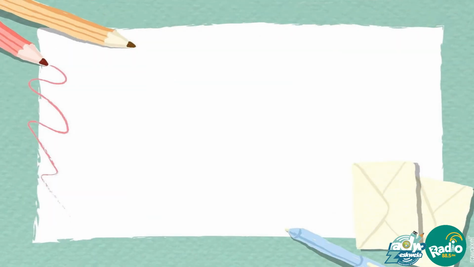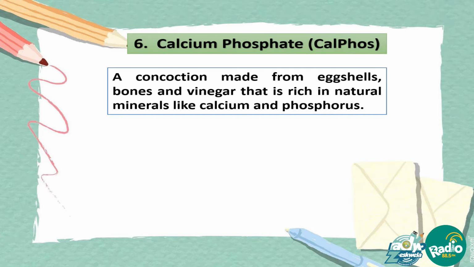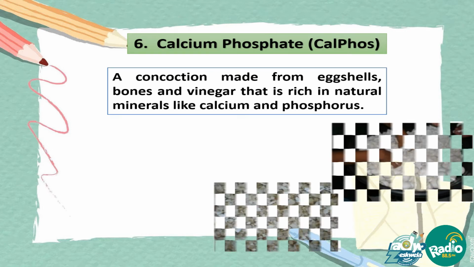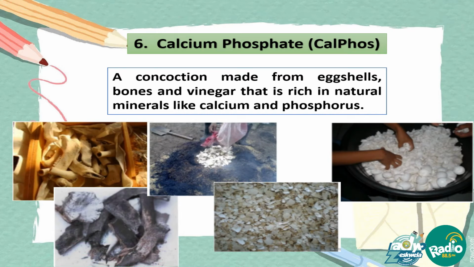Sixth on the list is the calcium phosphate or CalPhos. This is a concoction made from eggshells, bones, and vinegar that is rich in natural minerals like calcium and phosphorus.